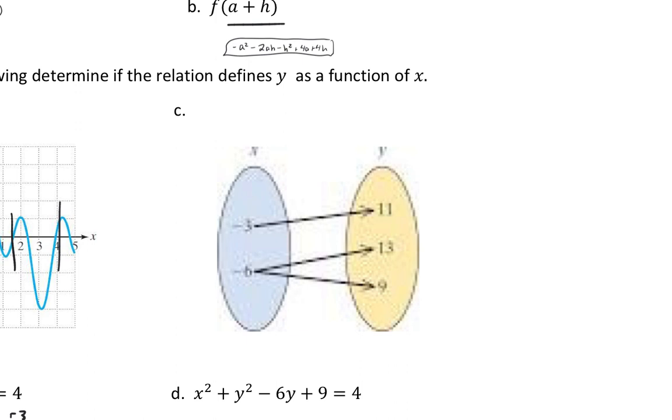Here we have, it's kind of fuzzy, but I believe it's negative 3 goes into 11, negative 6 goes into 13, and 9. So something to point out here is that for this input, we are given 2 outputs. So that would mean that at negative 6, we will have 2 points on our function, or on our curve, which means that this is not a function. So it's not going to pass a vertical line test.